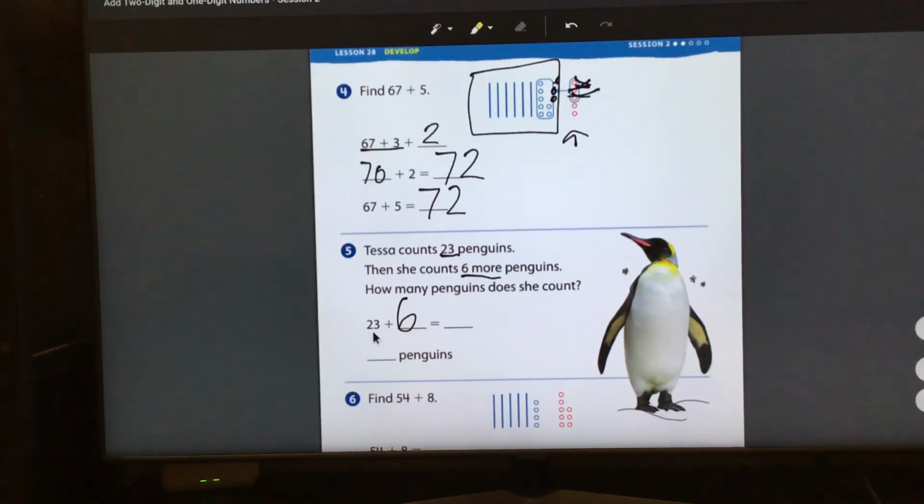Okay, so there are different ways you could do this. If you have a 100 chart in front of you, you could use that. You could use 10 blocks. You can use whatever strategy works best for you. So 23 plus 6. I'm going to draw my 10s and ones. So 23 is 2 10s and 3 1s. And 6 is a single digit number, so I'm going to draw 6 1s.